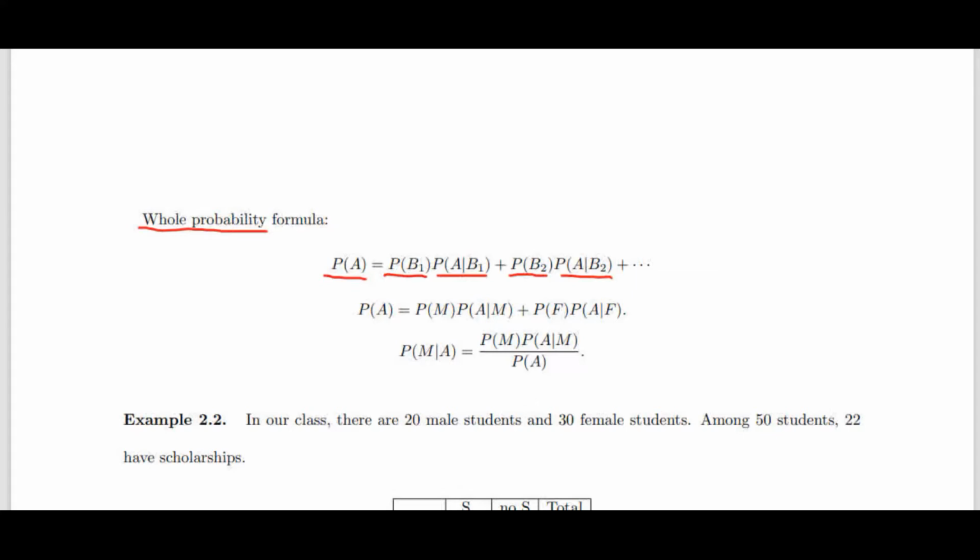Okay, so in our previous example, for the chance to get A, we can check male students, and we can also check female students, right? So this part is the probability for getting A from male students, and this part is from female students. Then this part, male students over total, is the probability among A students that those students are male. So sometimes we will need this formula.